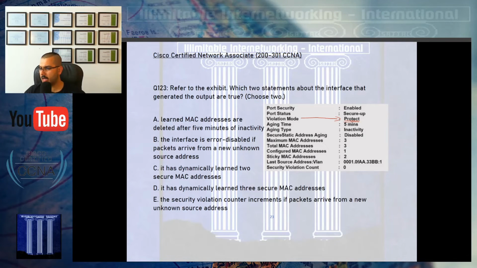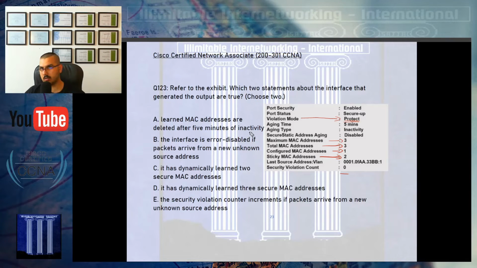Aging time, aging type. The maximum is 3. The total right now is 3, so the threshold is reached. The configured is only 1, and 2 of them are sticky, so you see the difference right now, and no violation so far. So A, learned MAC addresses are deleted after 5 minutes of inactivity.